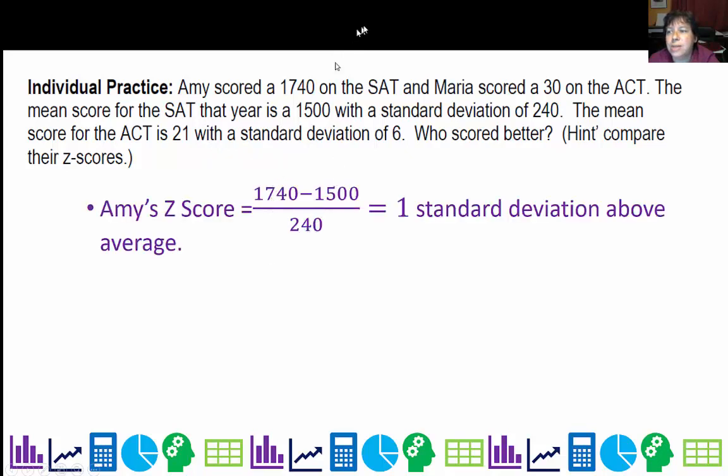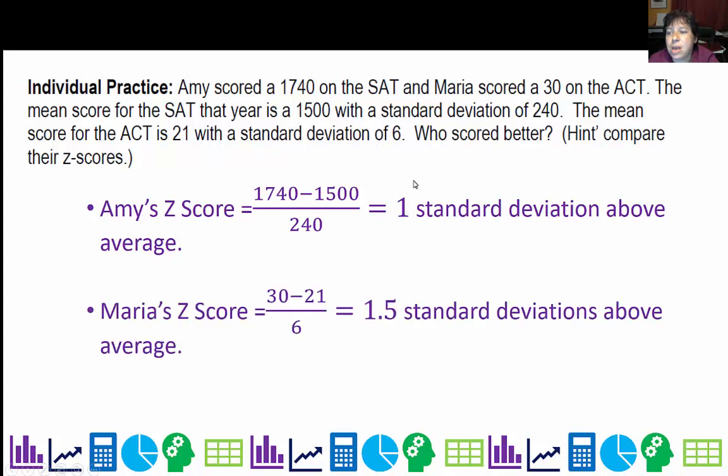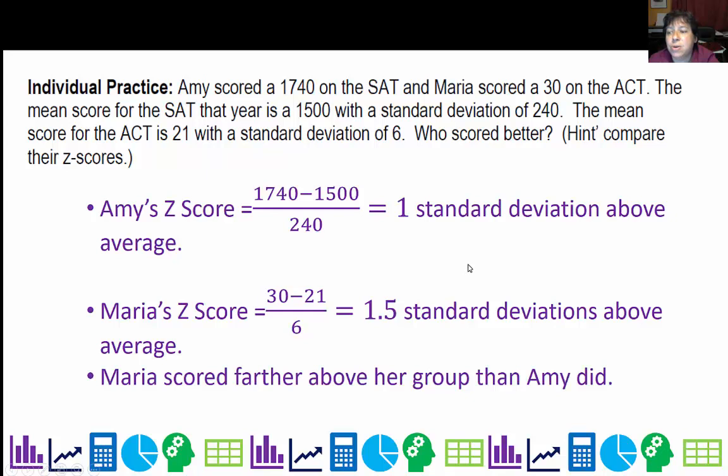So Amy's Z-score is that 1740 minus 1500 divided by the standard deviation, which is 1 standard deviation above average. Maria's Z-score is 30 minus 21 divided by 6, which is 1.5 standard deviations above average. And Maria scored farther above her group than Amy did, so in a way she did better.